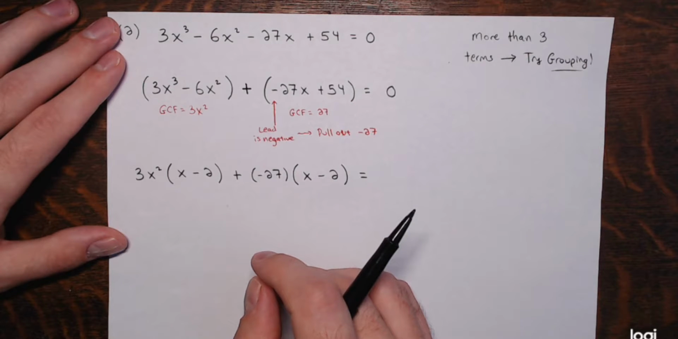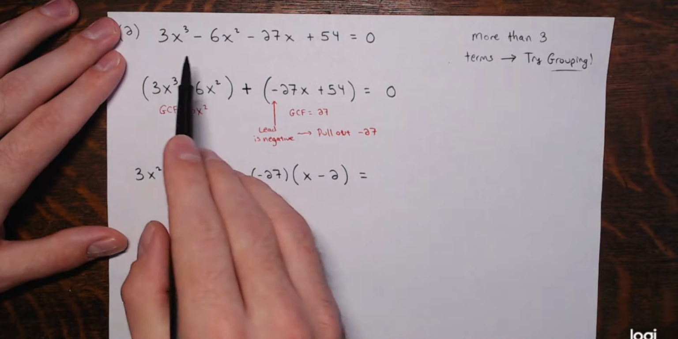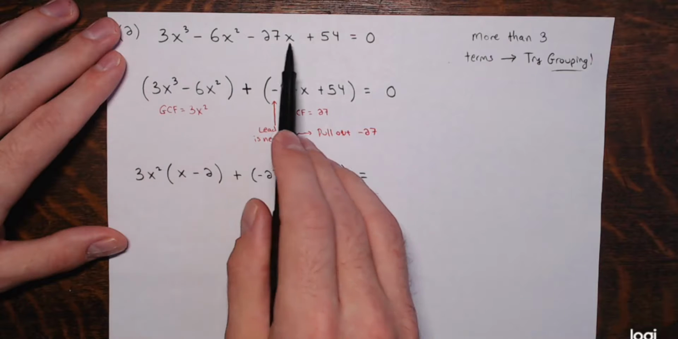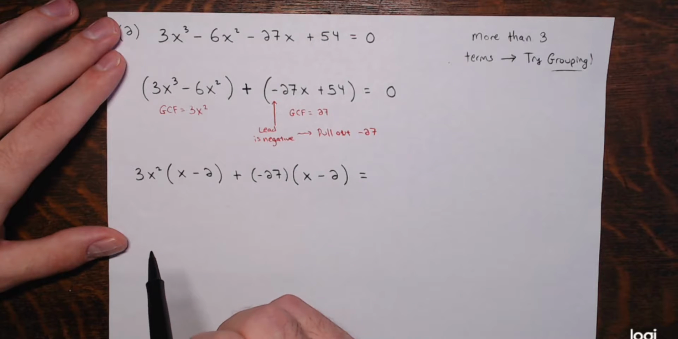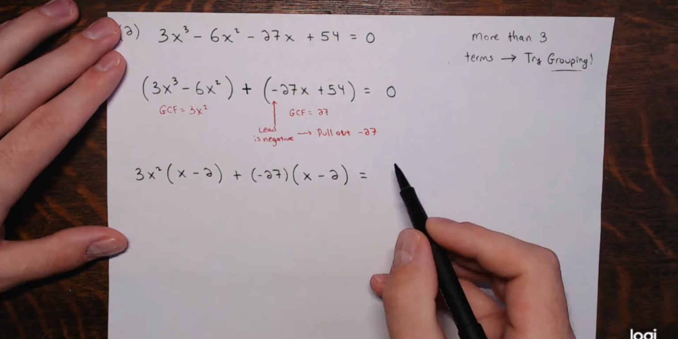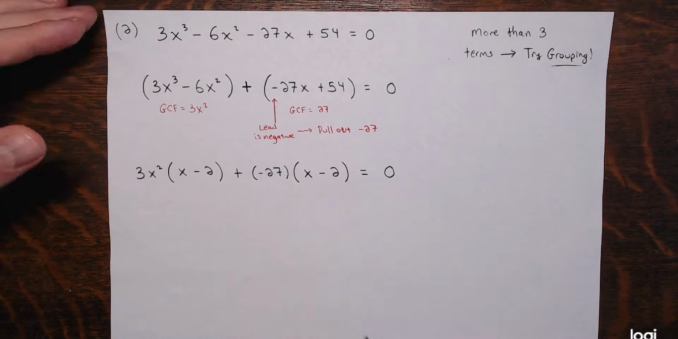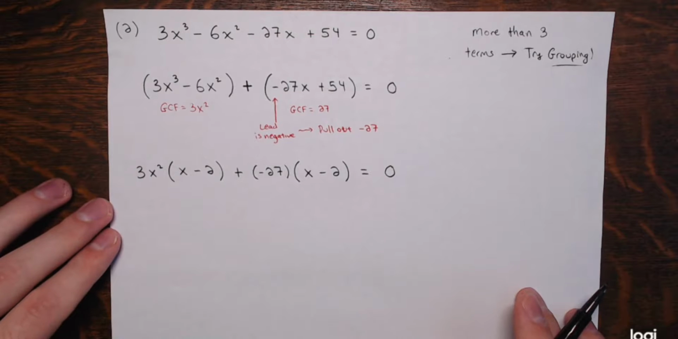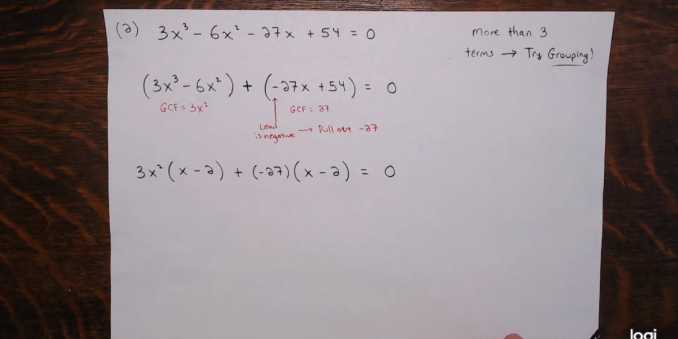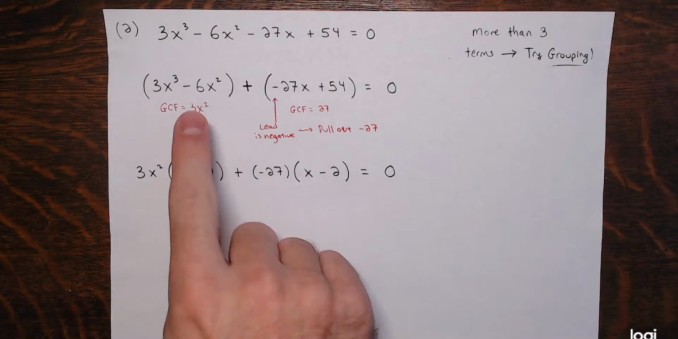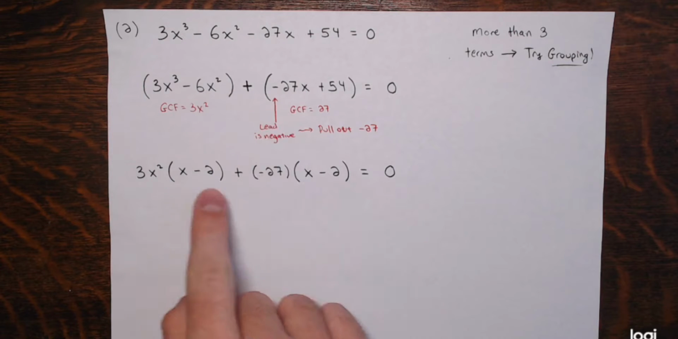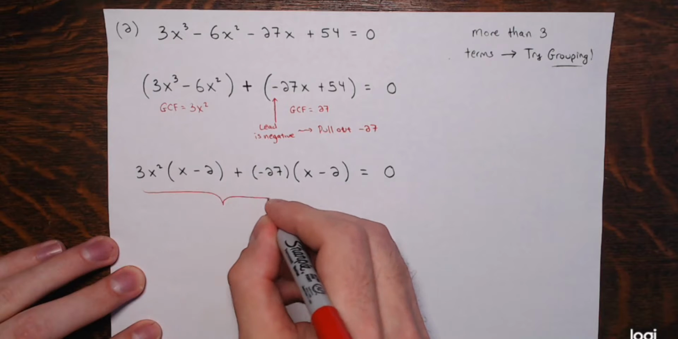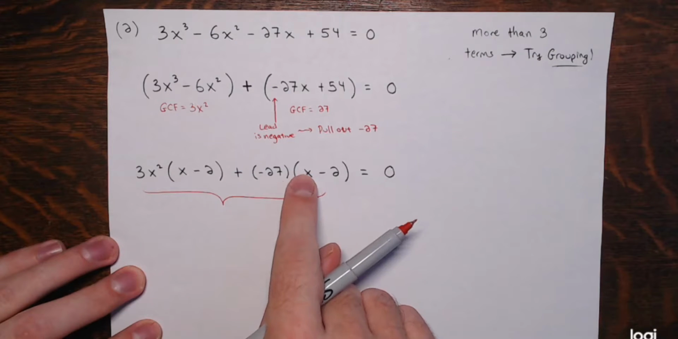Oh, I do apologize. I should have pulled out a 3 from all these first, shouldn't I? Well, I can do that now. Sorry, the first step should be, remember, to take the GCF out of all the terms. So let's just do that right now. Now that I've factored each group, let's factor the entire expression. There are two terms now, right? There are two products being added together.